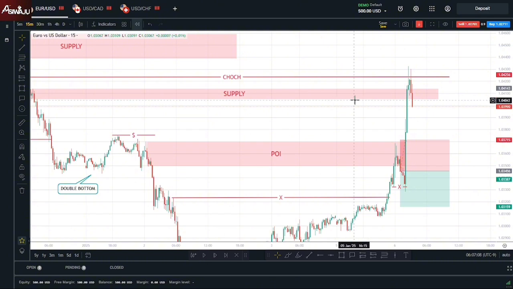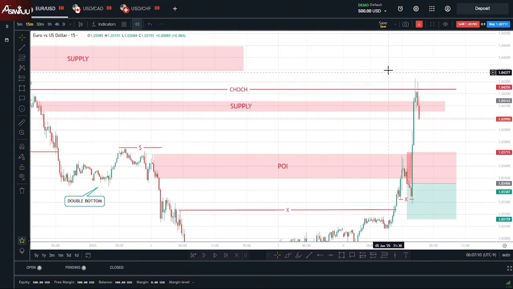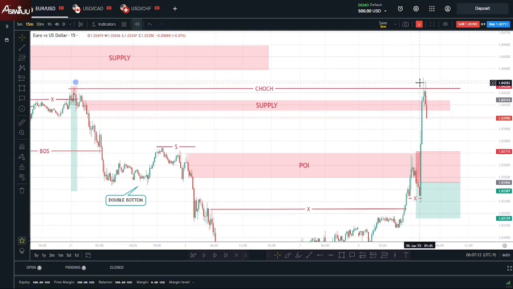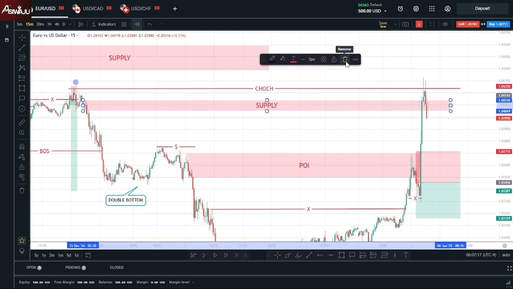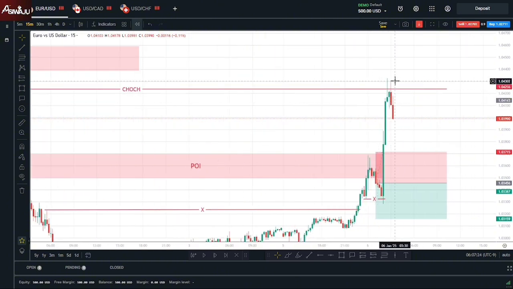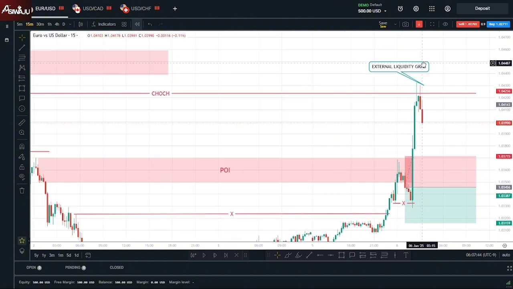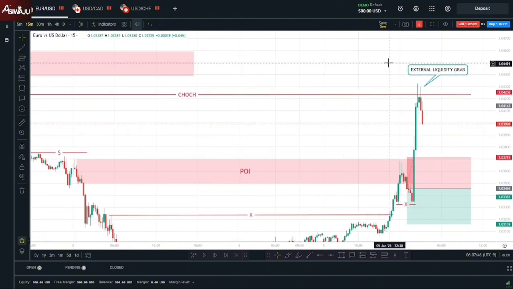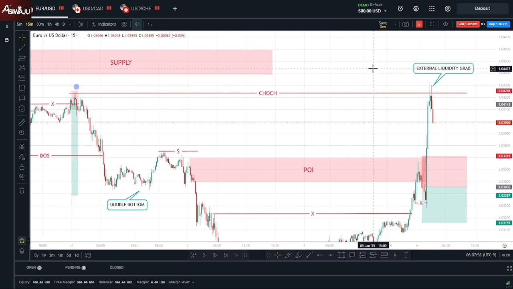Wow, so price started retracing from this major point, and even swept this, let's clear this supply level. Price swept this level, which is our major point in the market. As you can see, this is a sign of a liquidity grab. This is what we call the external liquidity grab. If you watch my previous video, I explained this there also. Price grabbed liquidity here from the external point in the market.